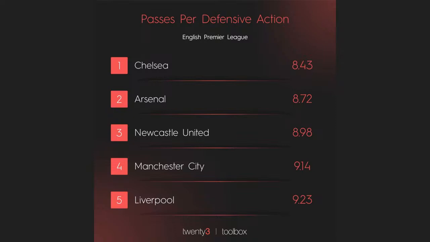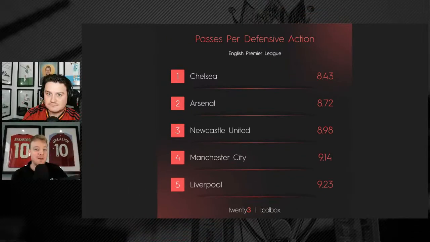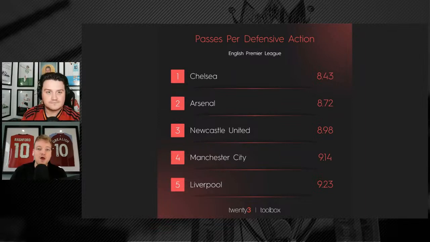It should be passes allowed per defensive action, because this measures ultimately how many passes you are allowing your opponents to string together in a sequence before you step in and disrupt somehow defensively. So, obviously take the ball off them, intercept, tackle, force it out of play, whatever it is. The lower this number tends to be, the trend is the more active defensively the team are. So it probably means they're pressing higher. And I think that's reflected here.